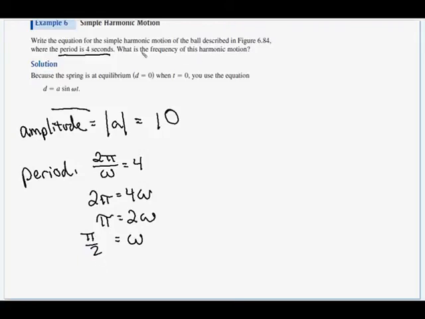And they were asking us to find frequency. Remember, frequency is where we turn the period upside down. So the frequency is omega over 2 pi.